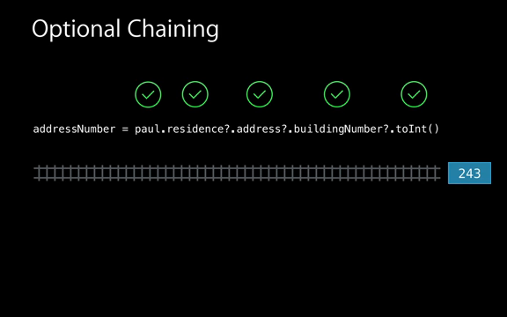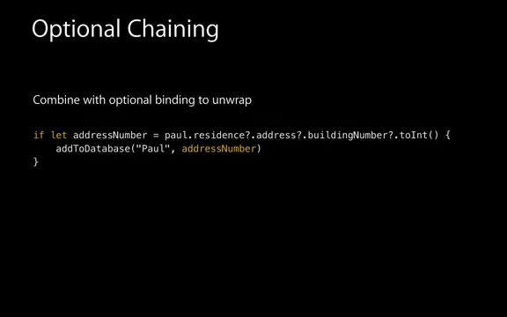Well, actually, we can combine these operations together, optional chaining and if-let syntax, or optional binding, to test and unwrap at the same time again. So here we can take the entire optional chain expression, evaluate it, see if it isn't nil, unwrap it, and assign it to the address variable. And then we can use it like an ordinary non-optional type, for example, to add it to a database. So that's how optionals work.